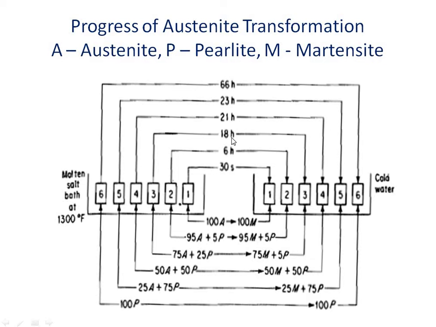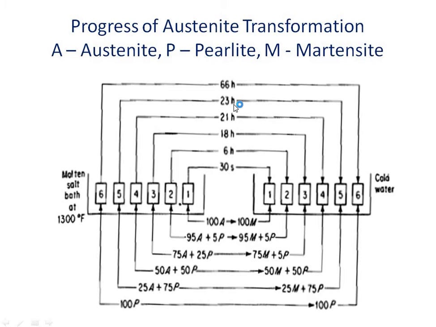Sample number 3, held for 18 hours, will be transformed to 75% austenite plus 25% perlite. Later, after quenching, 75% austenite will be transformed to 75% martensite plus 25% perlite will remain as it is. Then sample number 4, held for 21 hours at subcritical temperature. After 21 hours, 50% austenite plus 50% perlite will be transformed to 50% martensite plus 50% perlite.